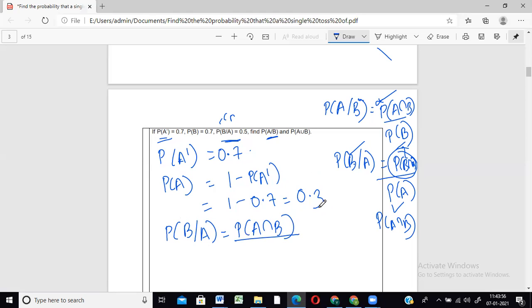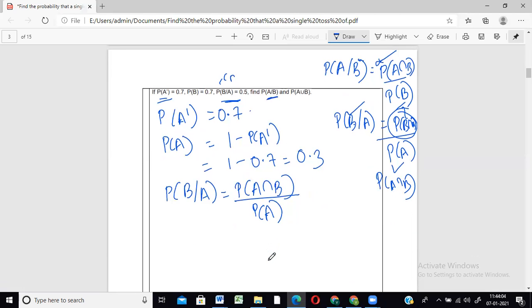I mean, B intersection A, write B first or A later, both are exactly the same thing. Okay. Now, which is equal to this value. B such that A is equal to 0.5.